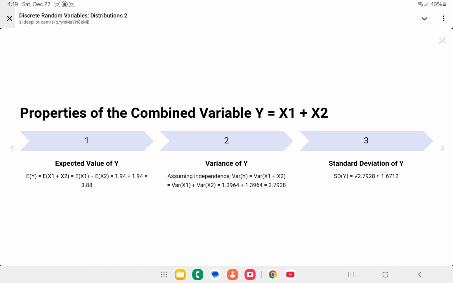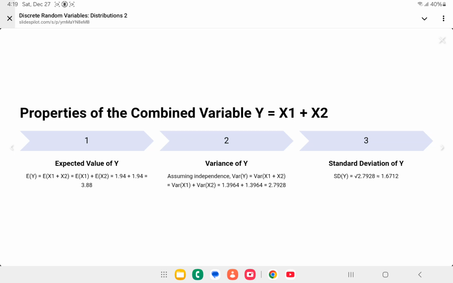The expected value of Y equals the expected value of X1 plus X2, which equals the expected value of X1 plus the expected value of X2 equals 1.94 plus 1.94, which equals 3.88. The variance of Y equals variance of X1 plus X2 equals variance of X1 plus variance of X2 equals 1.3964 plus 1.3964 equals 2.7928. So the standard deviation for the distribution for 2 customers is the square root of that, which equals 1.6712.